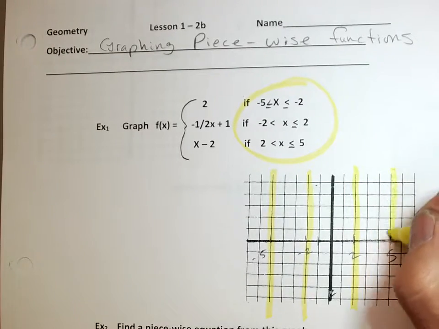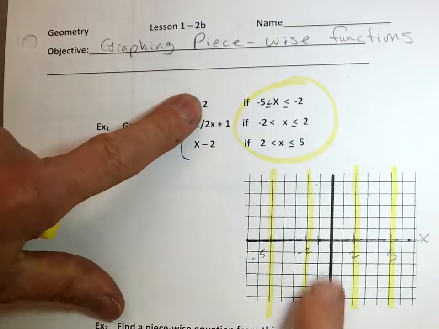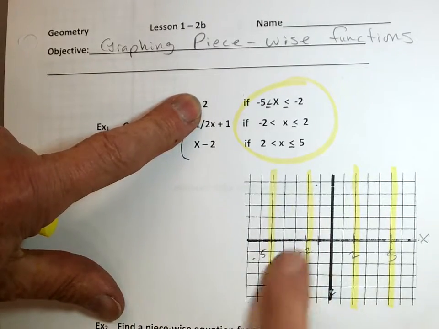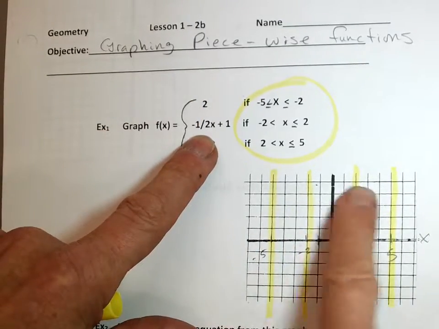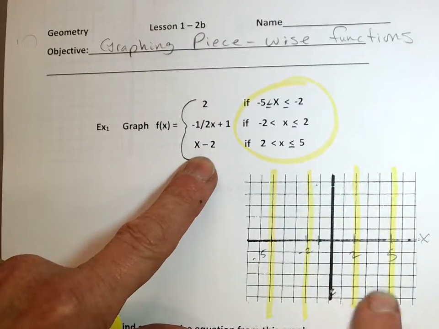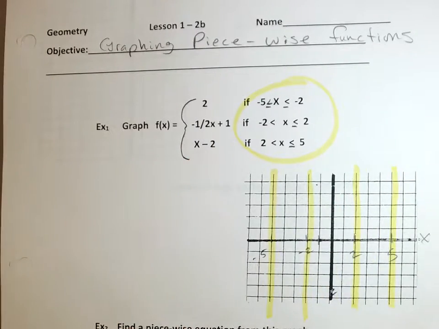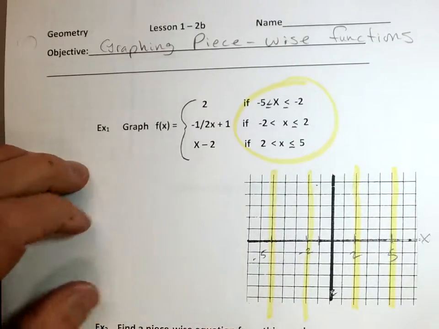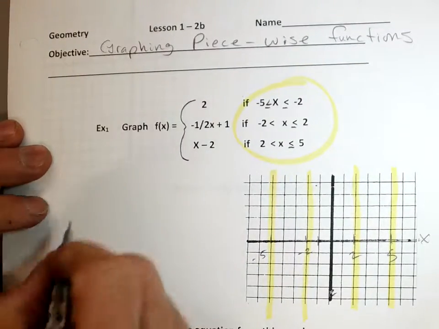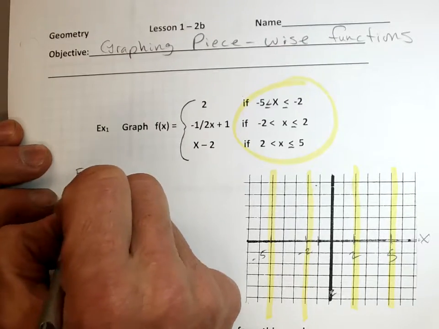Now, the first graph is going to go in the first region. The second graph is going to go in the middle region. The third graph is going to go in this third region, okay? So let's just go ahead and mark that, okay? So, f of x, same thing as y. So I'm going to have 3 different graphs.